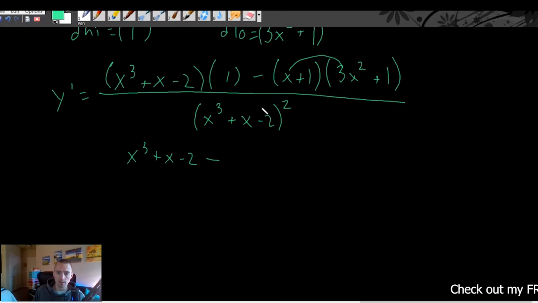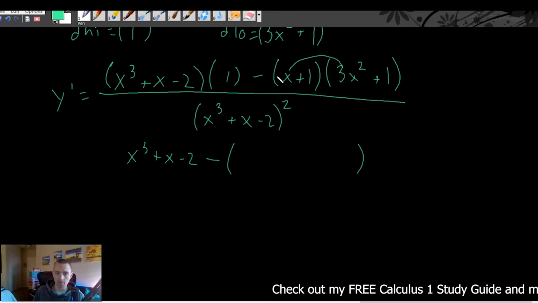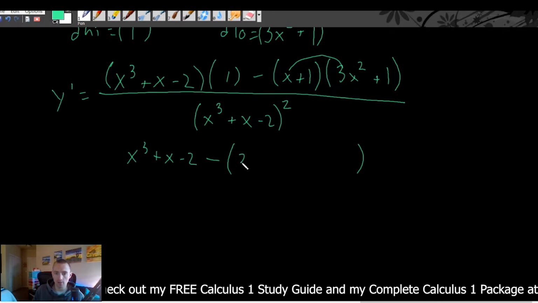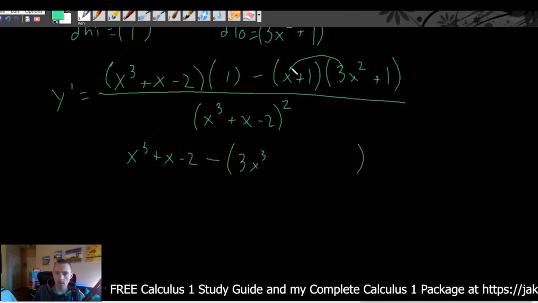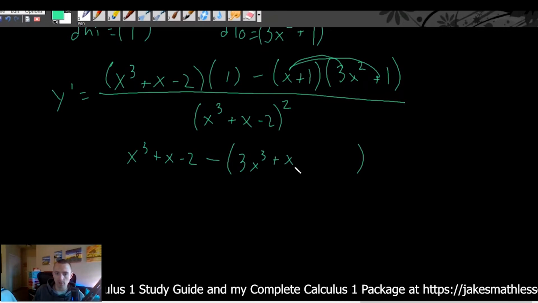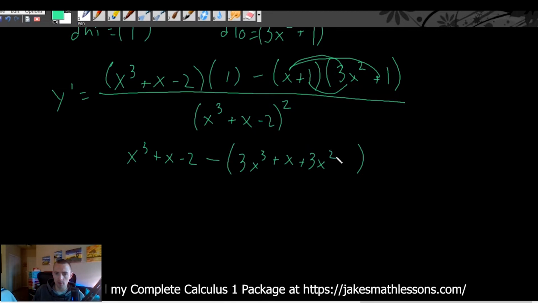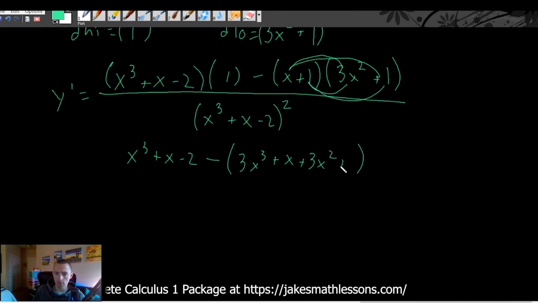We need to keep a minus sign here, and then we're going to keep parentheses around this FOILing because the negative sign is going to have to be distributed to all this stuff when we're done. So first of all, x times 3x squared gives us 3x cubed. x times 1 gives us plus x. 1 times 3x squared gives us 3x squared. And then 1 times 1 gives us plus 1.